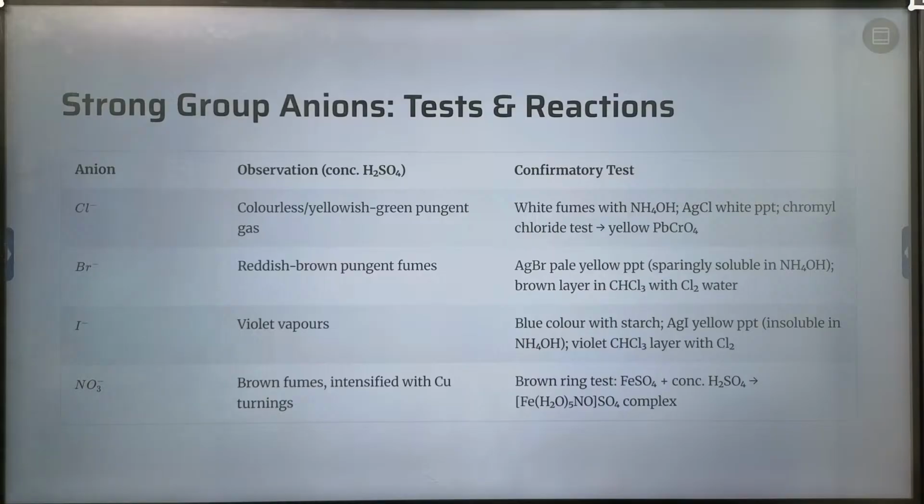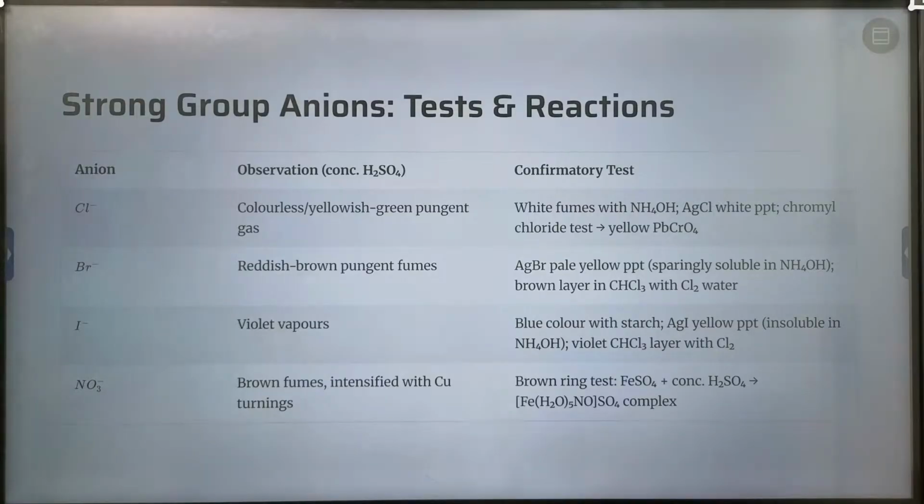The next one is nitrate, NO3 minus. Actually here also you get brown color fumes, but you can easily distinguish. If you just observe light brown fumes, it is actually nitrite, NO2 minus. If it is brown fumes but intensifies when you add copper turnings, then it is actually nitrate. If you get brown vapors with pungent fumes, then it is bromide. Okay, you can easily distinguish from the dry test analysis itself.